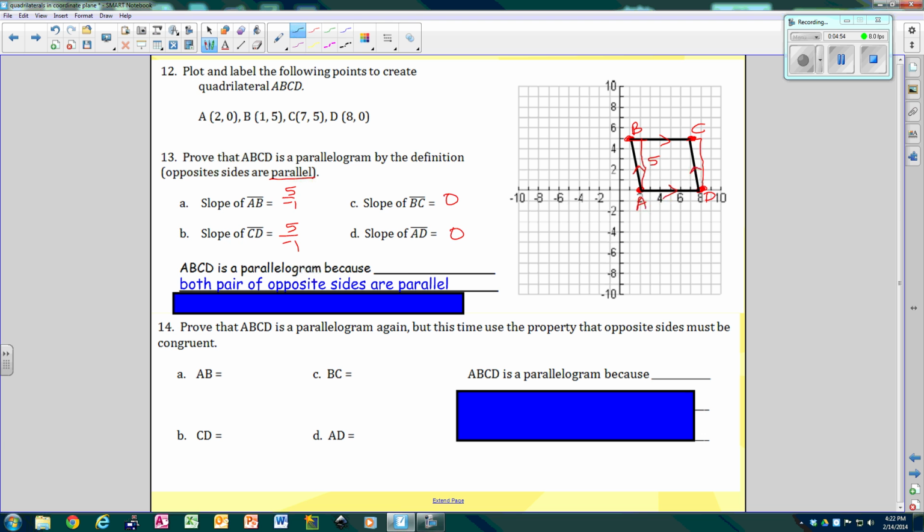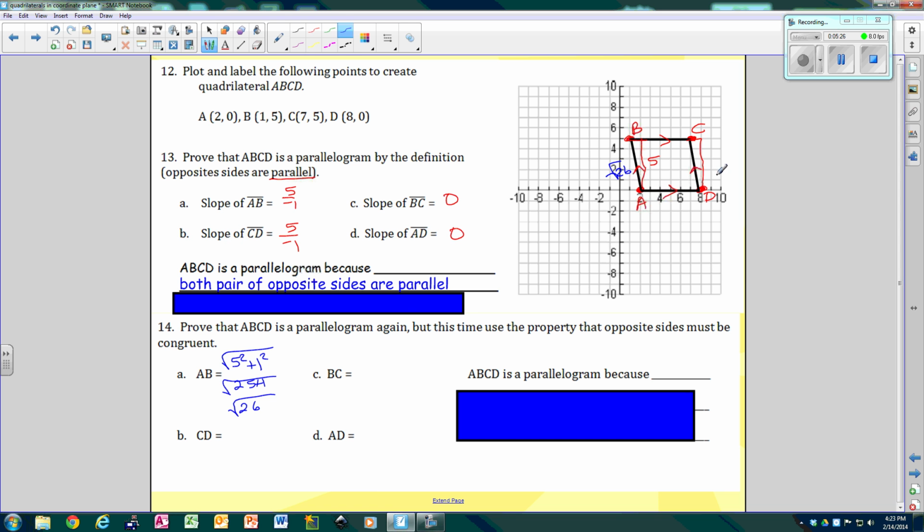All right. Now, we're going to prove it's a parallelogram again, but this time we're going to use the property that opposite sides are congruent. Since we've already drawn these little right triangles, this one has a side of 5 and this has a side of 1, so that means 5 squared plus 1 squared, and then we're going to take the square root of that. So 25 plus 1, take the square root. So the square root of 26. So AB has a length of the square root of 26.